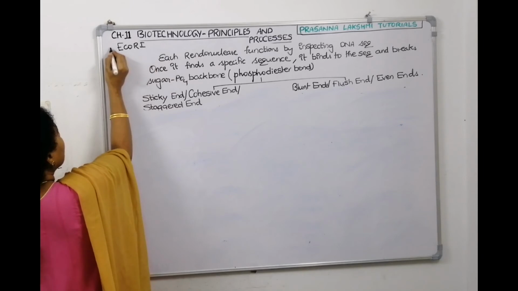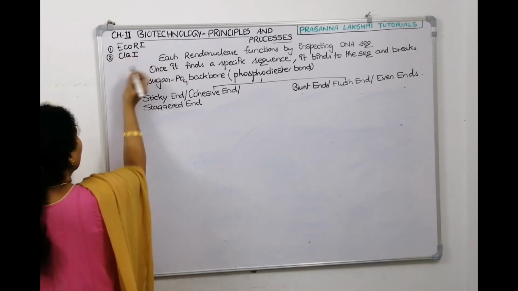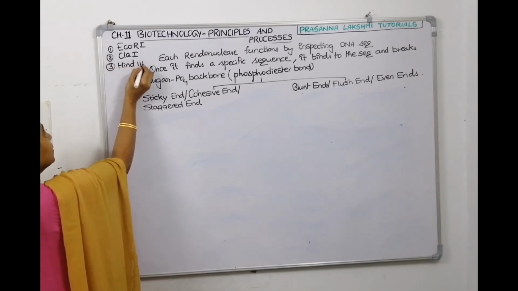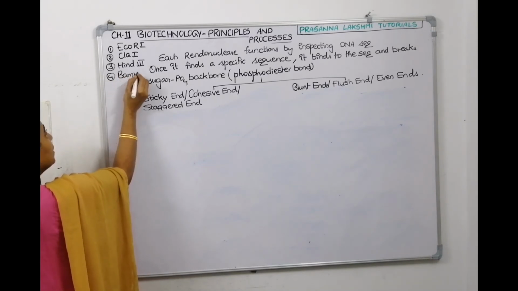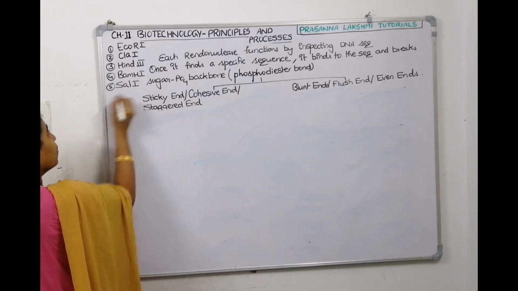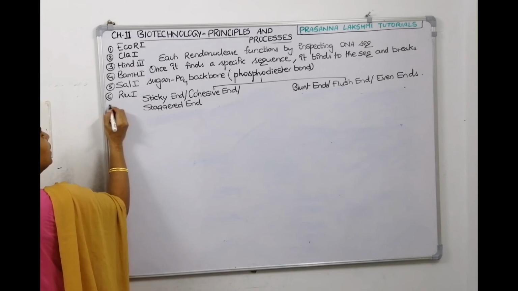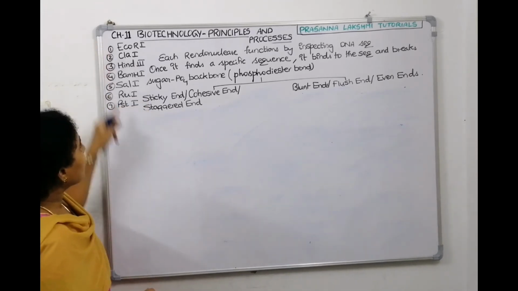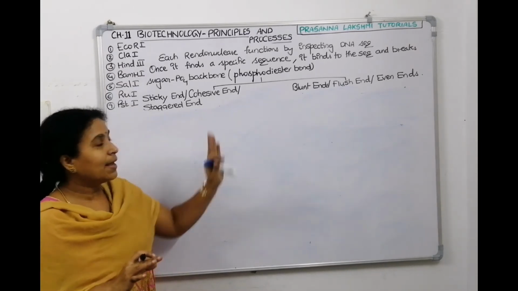EcoR1 is our first enzyme. After EcoR1, I end with clavin. After that, Hind3. After that, BamH1. After that, SalI. After that, we went with PvuI, PstI. All these are examples for sticky ends. Remember them. So now blunt end names I will give.